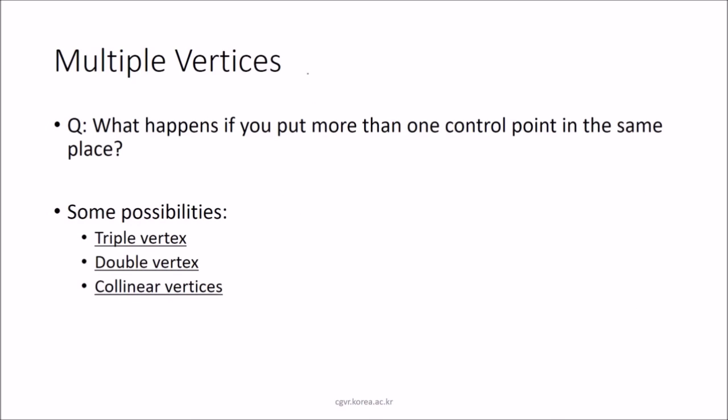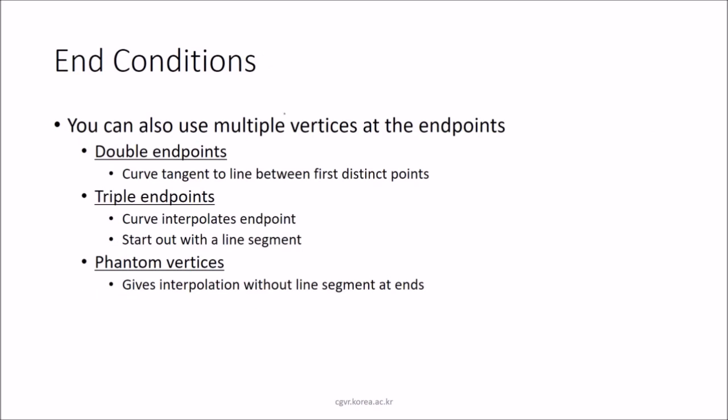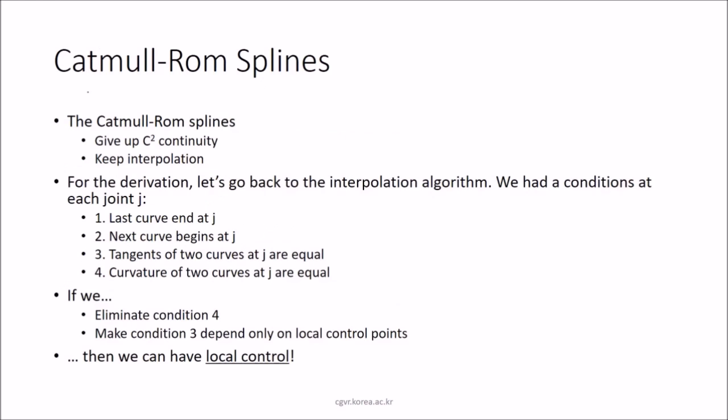What about multiple vertices? What happens if you put more than one control point in the same place? There are certain possibilities. We can have triple vertex, double vertex, and collinear vertices. What are the end conditions? You can also use these multiple vertices at the endpoints. For double endpoints, the curve is tangent to the line between the first distinct points. For triple points, the curve interpolates endpoints and starts out with a line segment. While with phantom vertices, it gives interpolation without line segments at the ends.